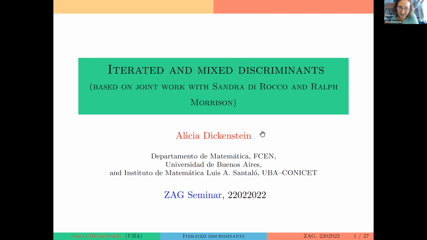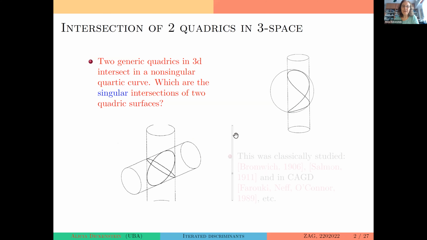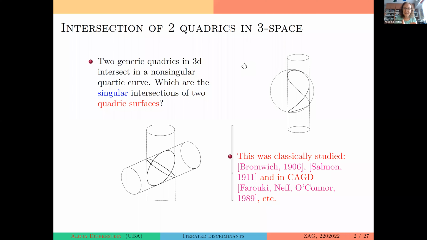This is our palindromic date. So how did people classically study the intersection of two quadrics in three-dimensional space? If you have two generic quadrics in three-dimensional space, they will intersect in general in a non-singular quartic curve, right? But it might happen that the intersection is a reducible curve, or it's not reducible but it has a singular point. So the idea was how to characterize when the intersection of these two quadrics gives you a singular quartic curve.